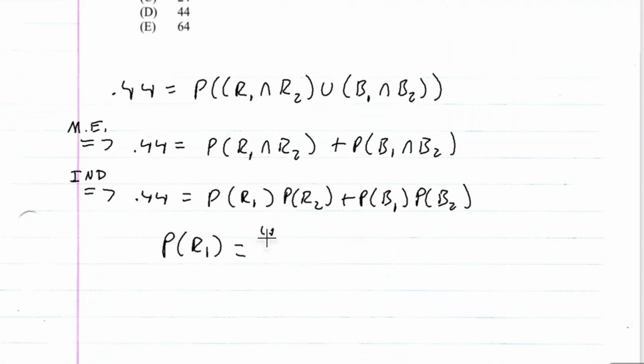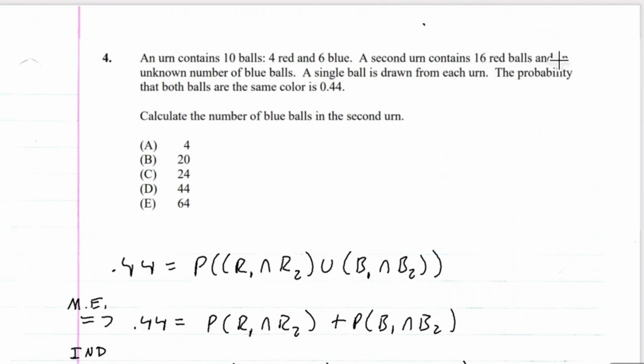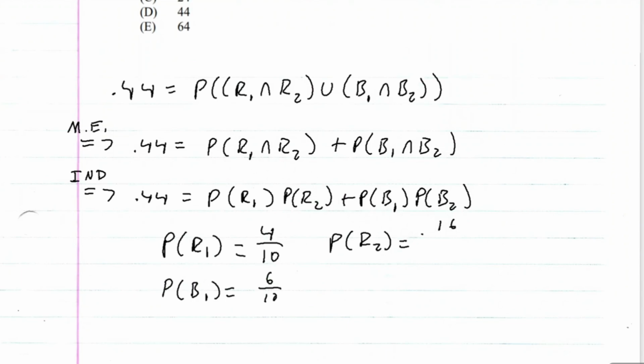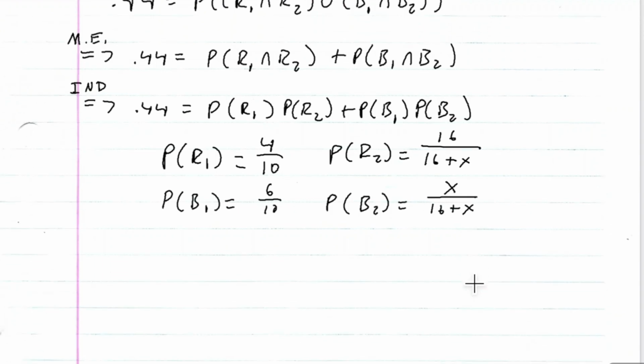Getting a red ball, since there's 4 red balls out of 10 total. So that means the probability of getting a blue one would be 6 out of 10, right? And the probability of getting a red in the second urn, so there are 16 red balls and an unknown number of blue balls. So it would be 16 over 16 plus x, where x represents the number of blue balls, right? And then the probability of getting a blue ball in the second urn would be x out of 16 plus x.